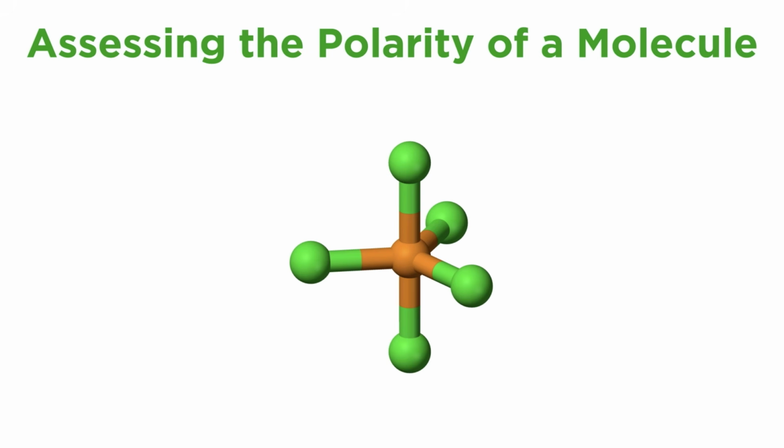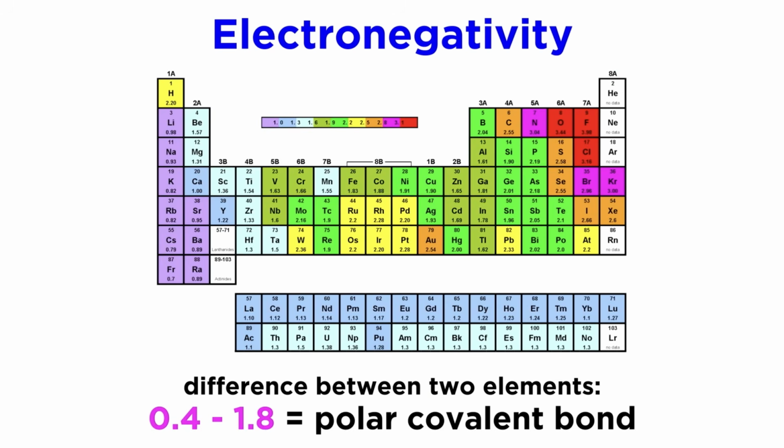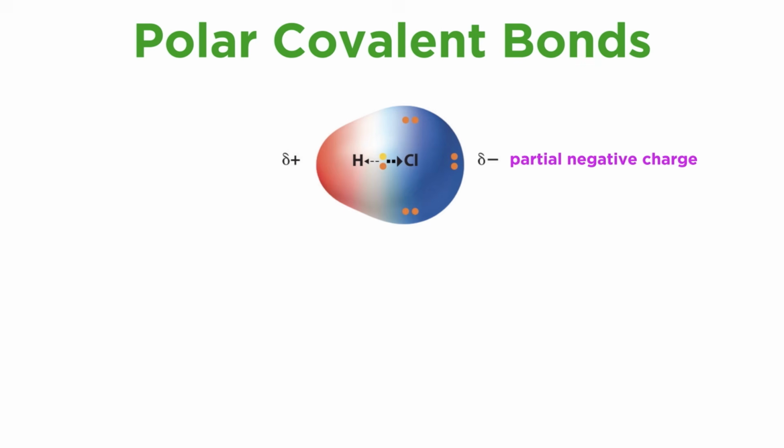Now, with molecular geometry understood, we must return to the concept of polarity in order to determine whether a molecule is polar or nonpolar overall. We know that if the difference in electronegativity between 2 atoms is somewhere between around 0.4 and 1.8, they will form a polar covalent bond, in which the electrons are shared but unevenly. The atom with more of the electron density will be partially negative, and the atom with less of the electron density will be partially positive.